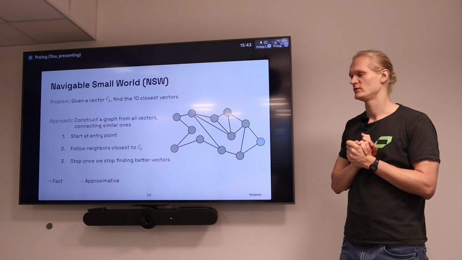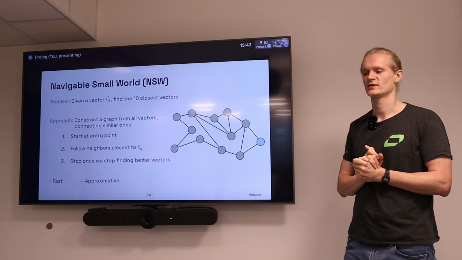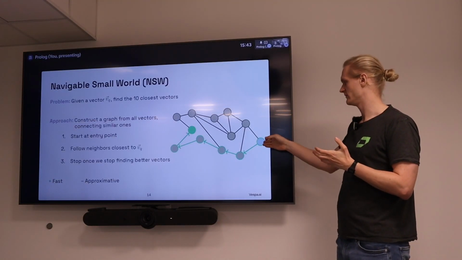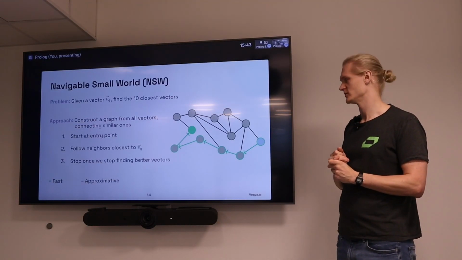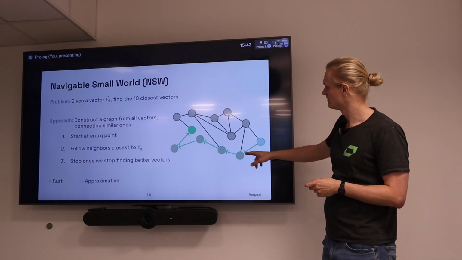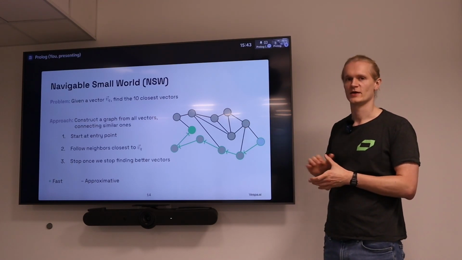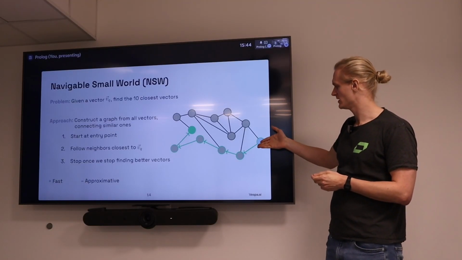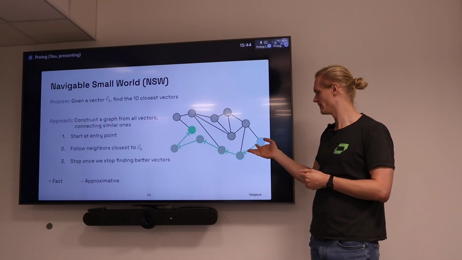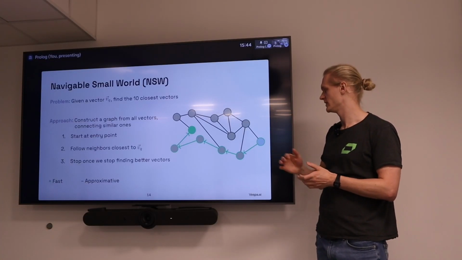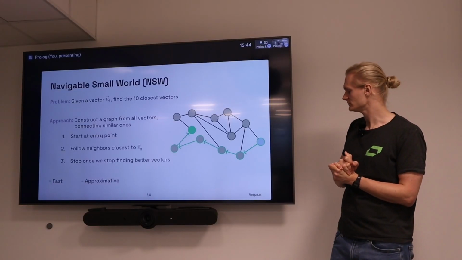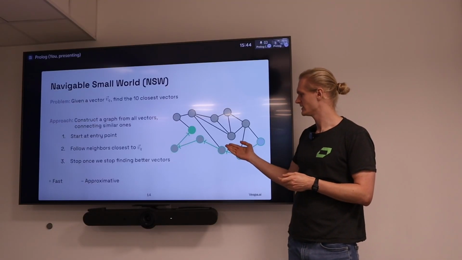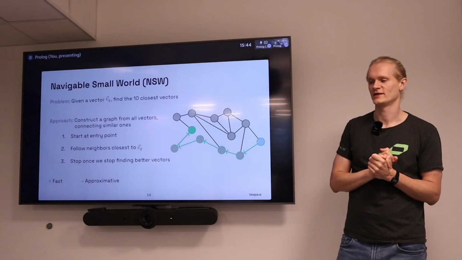Okay, and how do I search for my music podcast? Well, I start at the entry point, which usually is just the very first vector that I've inserted into my graph. And then I will look at the neighbors. Here I find a baking podcast, here I find a movie podcast. And then the computer computes the distance, sees that the movie podcast is closer to the music podcast that I want to find, and goes in this direction and continues like this, getting ever closer to the podcast that I actually want to find.